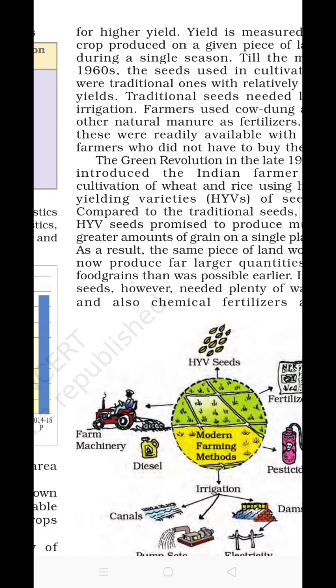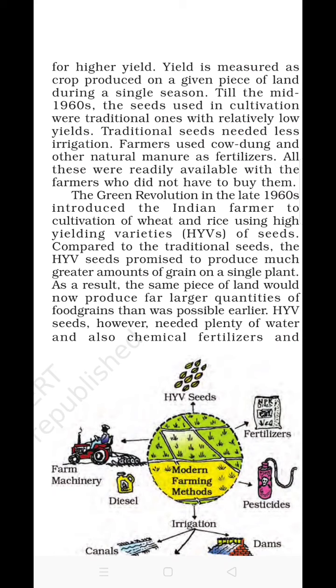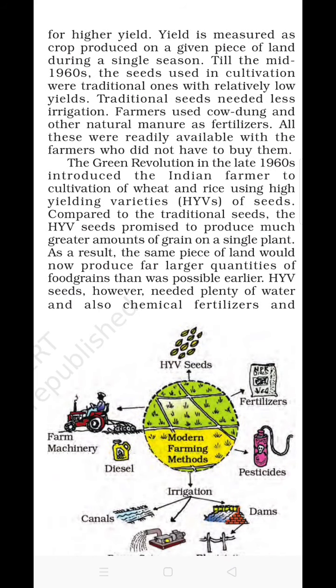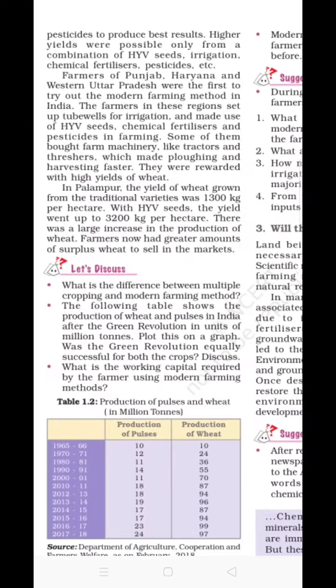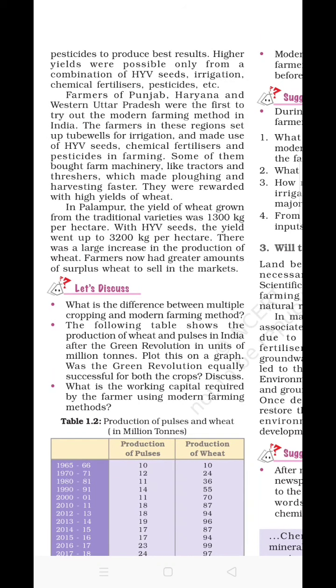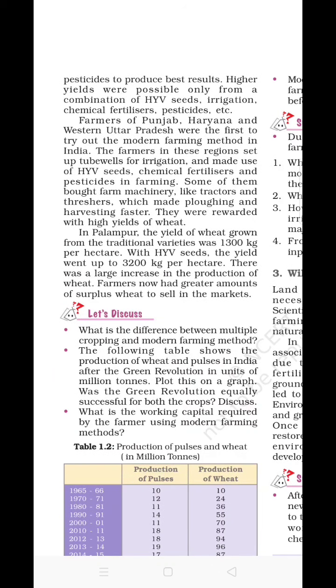Most of the people after 1960, when we observed that farming had degraded day by day, we introduced the green revolution, and that occurred in 1960. At that time we introduced high yielding variety seeds, HYV seeds, and people started using this modern technology in their lands. So moving further, the farmers of Punjab, Haryana and Western Uttar Pradesh were the first to try out the modern farming methods.